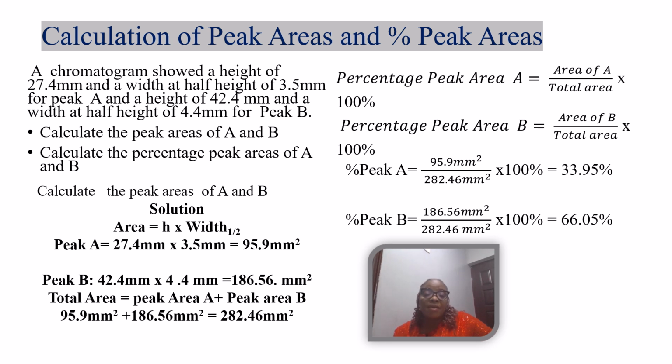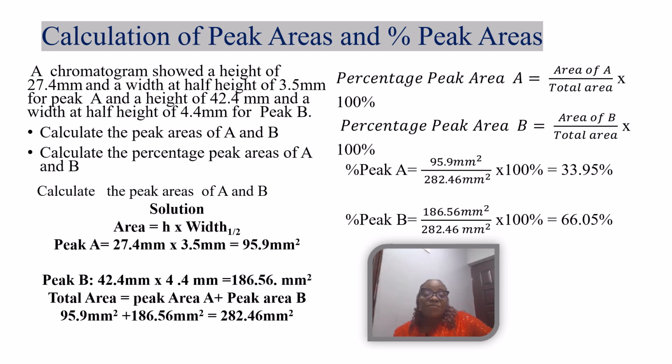We know peak A has a height of 27.4 millimeter and a width at half height of 3.5 millimeter. So we will multiply 27.4 millimeter times 3.5 millimeter. We are getting 95.9 millimeter squared. For peak B, we are given height as 42.4 millimeter and width at half height as 4.4 millimeter. When we multiply both, we will get 186.56 millimeter squared.